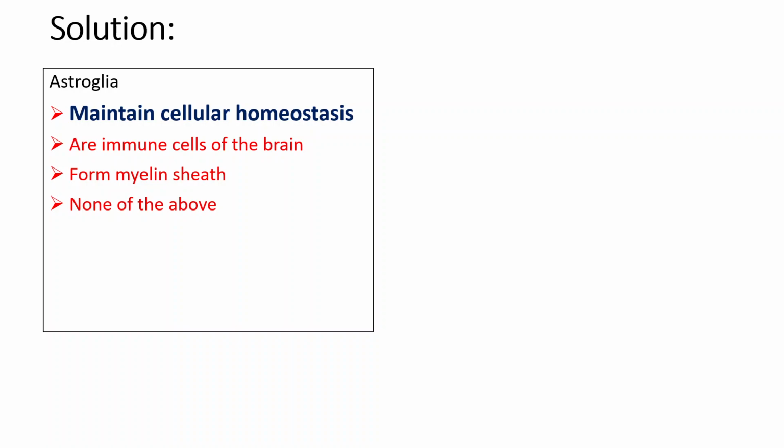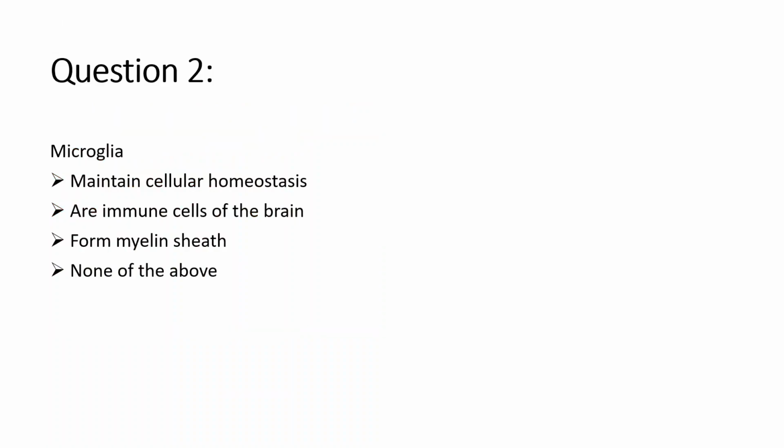Now we move on to the next question, number 2. The microglial cells: maintain cellular homeostasis, are the immune cells of the brain, form myelin sheath, or none of the above. The microglial cells are another kind of glial cells. So these questions are somewhat similar to each other.